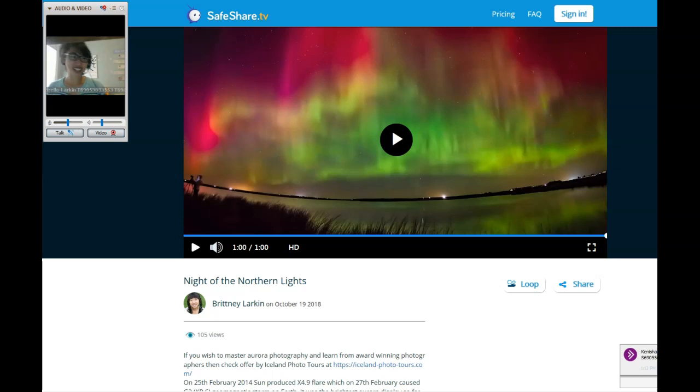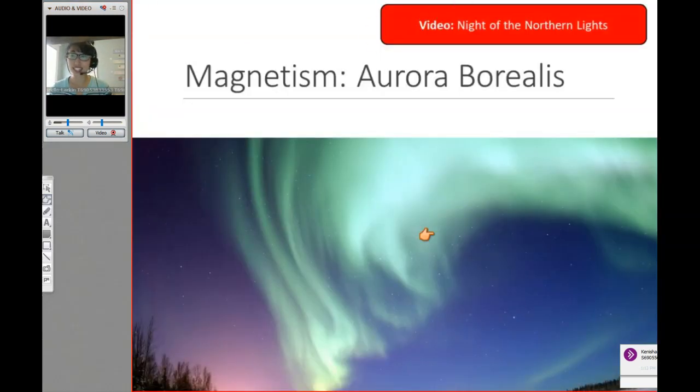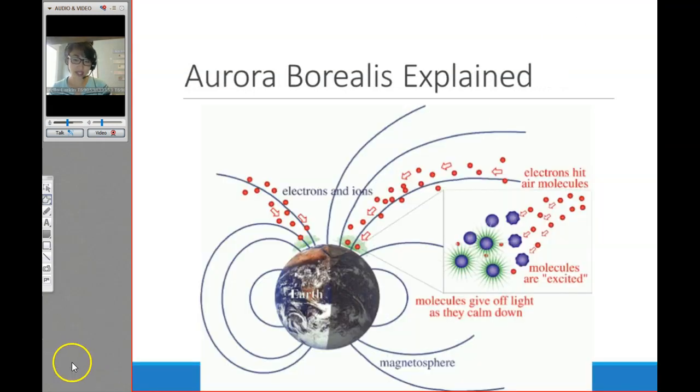Yeah, isn't that awesome looking? All right, so this is actually related to our topic today. This is called the Northern Lights or the Aurora Borealis. The reason that this happens is actually due to magnetism. Well, it's actually due to electrons and magnetism. Yeah, exactly. They are the Northern Lights. Isn't that awesome? It's very mesmerizing.